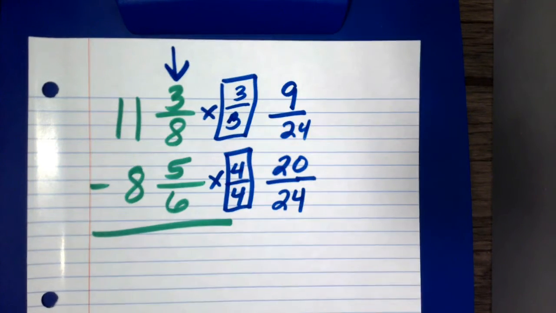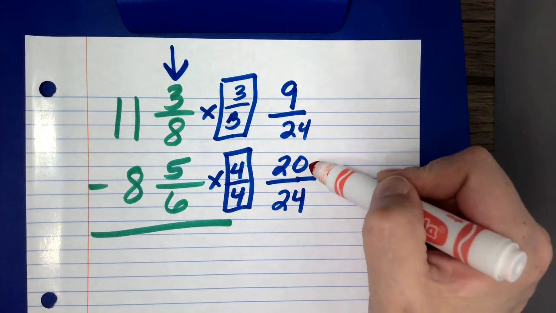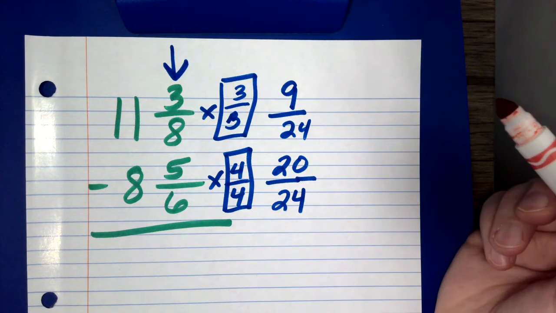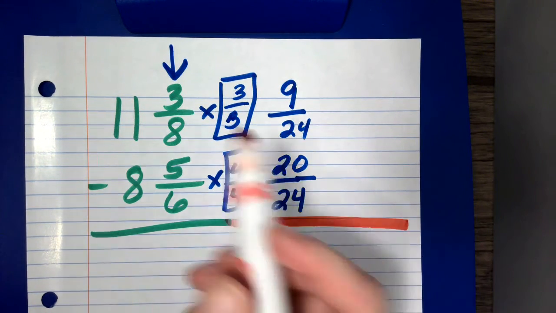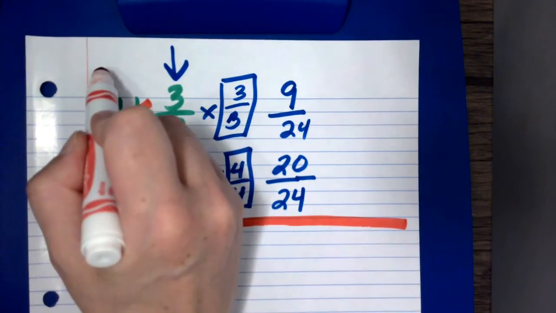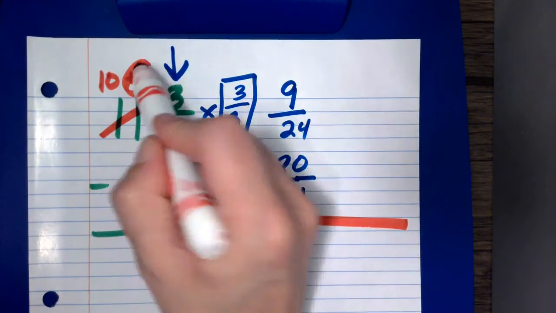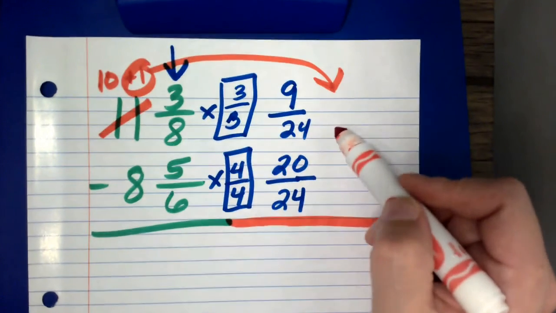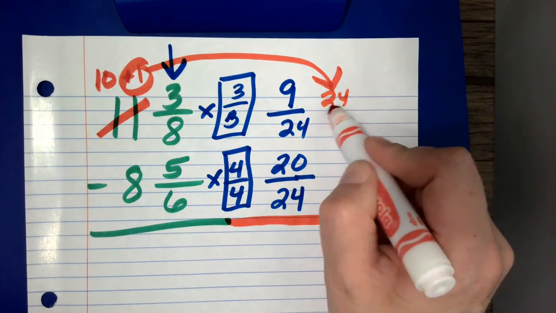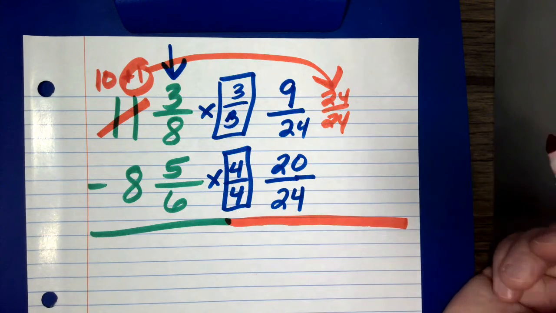But just like the last question, this one requires regrouping. Okay, I cannot subtract 20 from 9. So I'm going to borrow or unbundle the 11. So here's what I'll do. I'm going to take this 11 and turn it into 10 plus 1. This 1 I'm going to bring over to this side. And in this case, the 1 is going to be equal to 24/24. Why is that? Because that's the common denominator that I'm using right now.